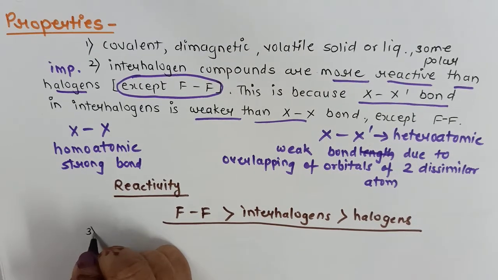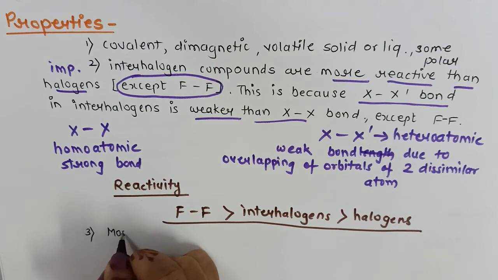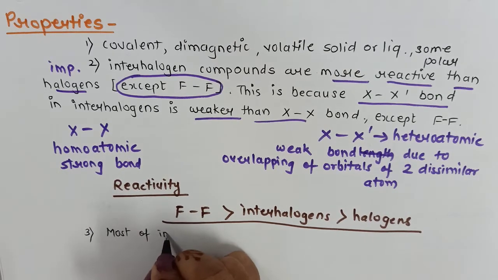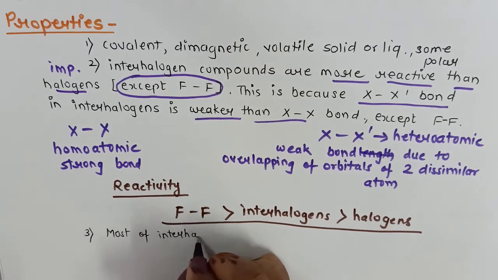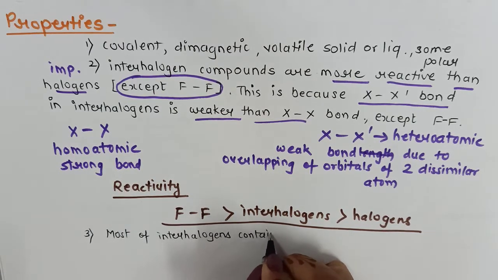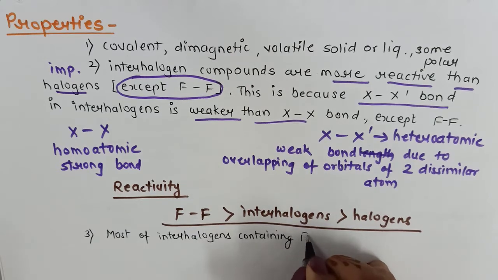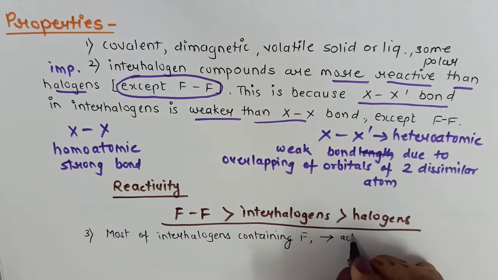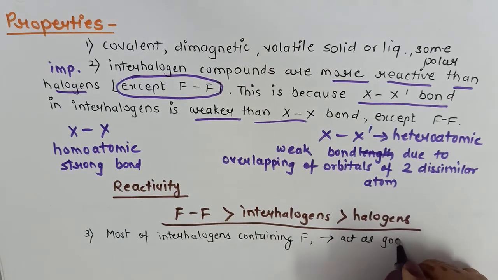The third property is that most of the interhalogens which contain fluorine act as good fluorinating agents.